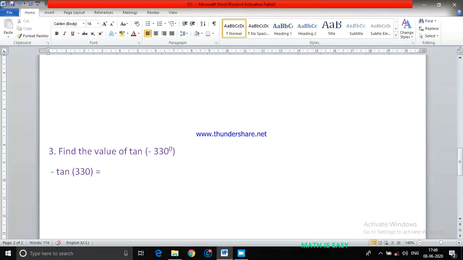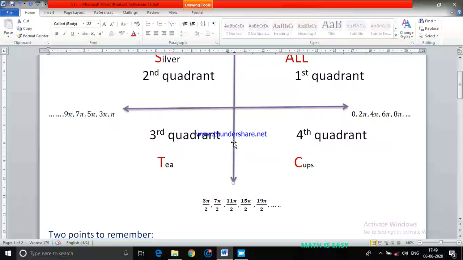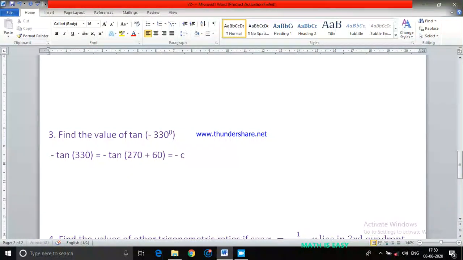330 degrees you can write as minus tan of 270 plus 60. 270 plus 60 means you are crossing the y-axis. This is 270 degrees and you are moving 60 degrees forward. So 270 is the y-axis, and you are crossing it. So immediately the tan function will become cot 60 degrees.